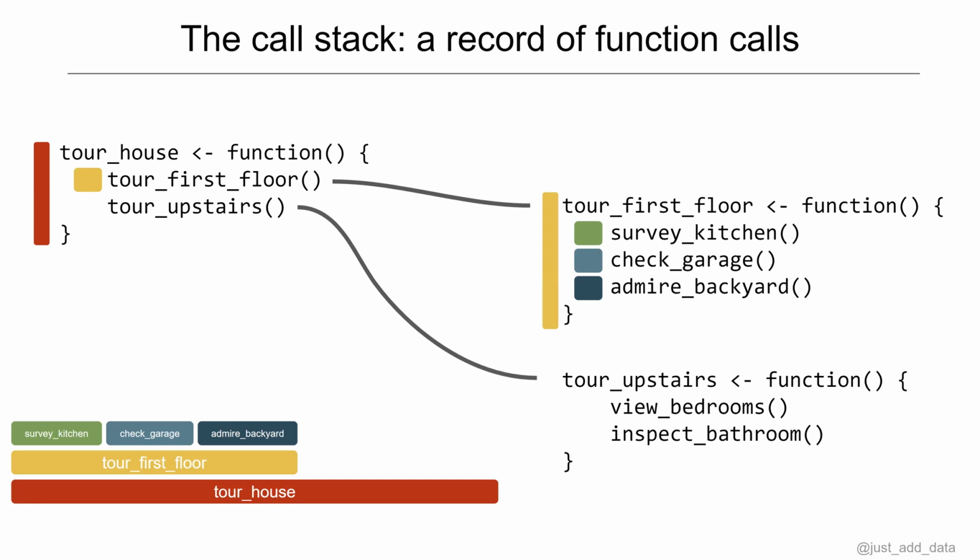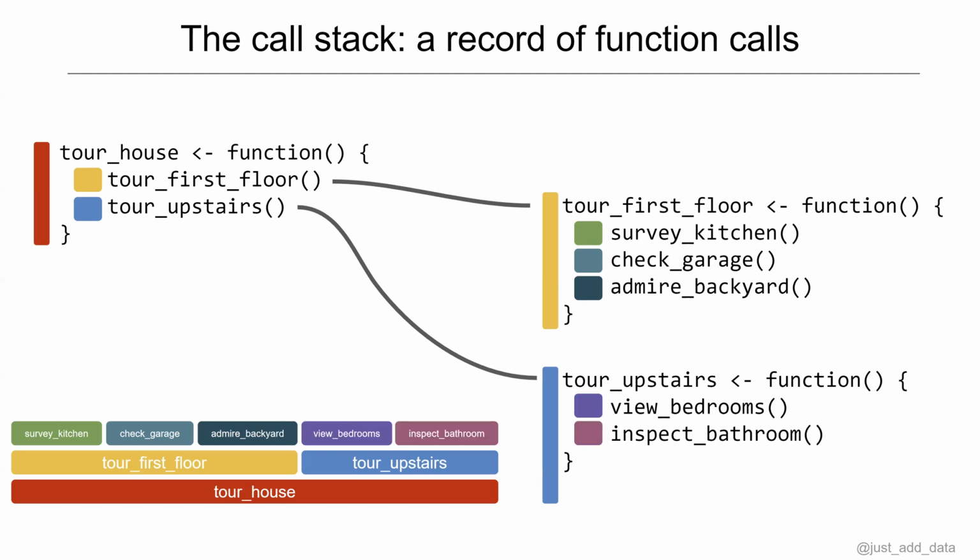Now in the same way, we can lay out the rest of our visit by stacking blocks for the upstairs tour and further dividing that into its individual components. We've now visualized the whole tour as a hierarchy of activities. In real code, it's important to keep in mind that functions are constantly calling other functions, and that creates this stack of function calls that are nested like this.